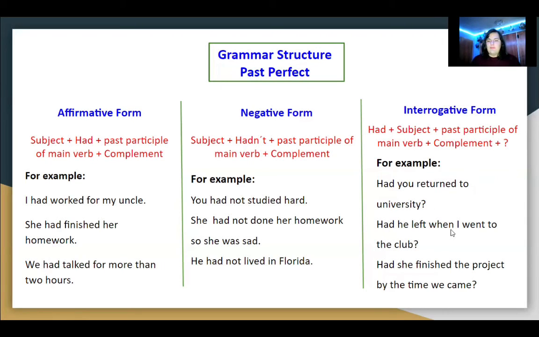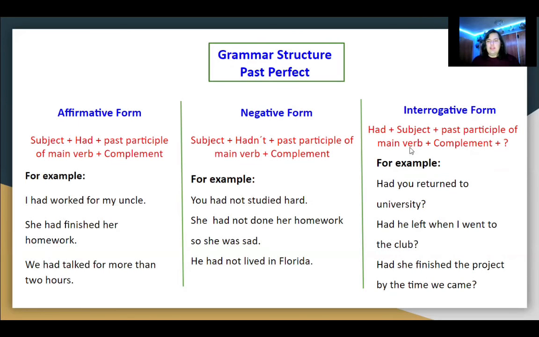Had he left when I went to the club? Had, he is the subject, left is the past participle of main verb, and when I went to the club is the complement, and the interrogation mark.